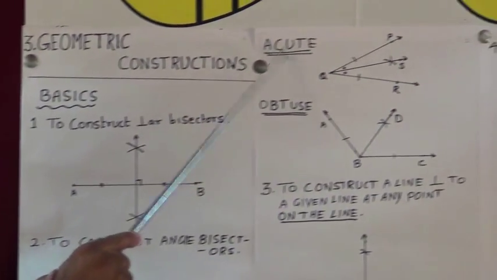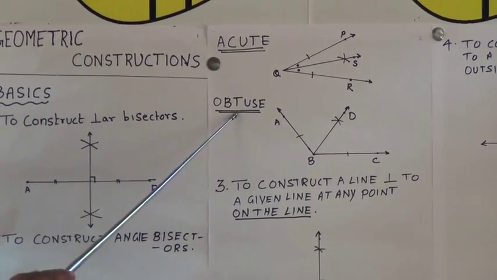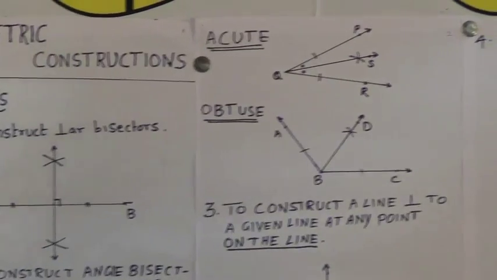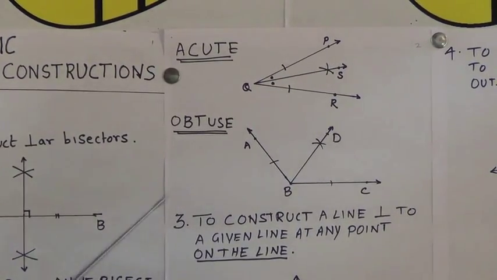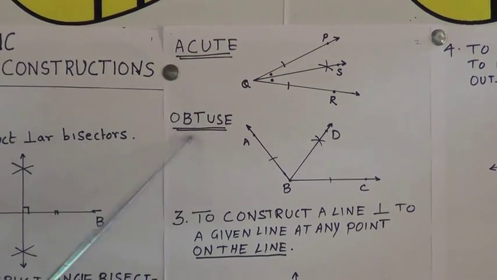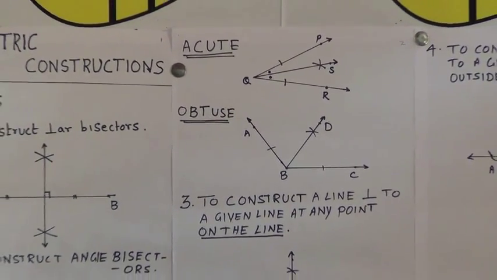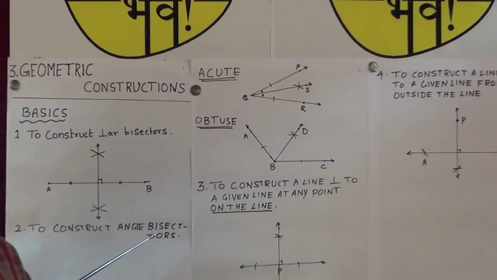Here I have shown two angles, acute angle and obtuse angle. There is a very common mistake which students make in this. They don't read the question properly whether the angle mentioned is acute angle or obtuse angle. So please be sure if the angle is less than 90 or if the angle is more than 90.